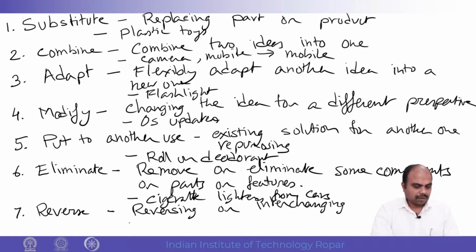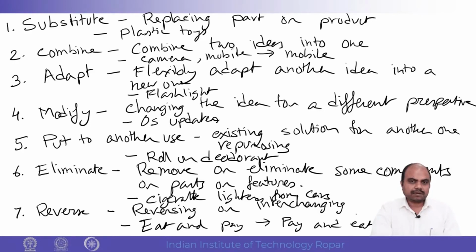Reverse. Here reverse is, you change it in such a way that, in some restaurants you go, you eat and then you pay. That is the standard way. But there are some restaurants, like McDonald's, where you have to pay first and eat. I think both have advantages and disadvantages. But then the model is reversing: eat and pay, to pay and eat. Okay, I hope you learned SCAMPER.